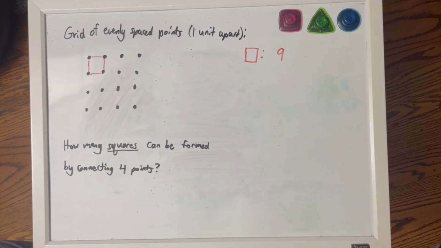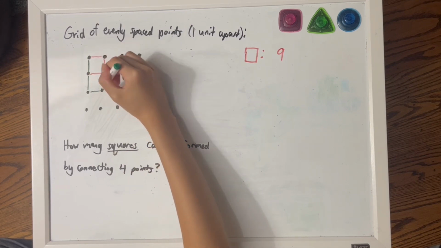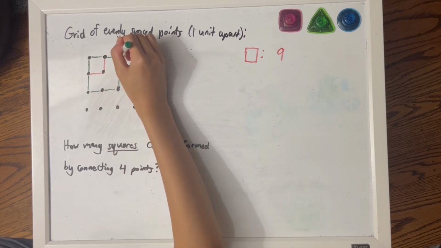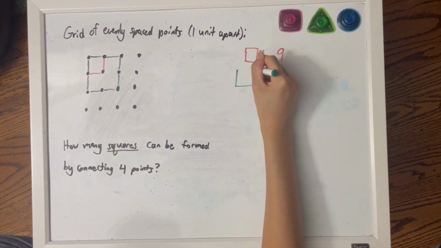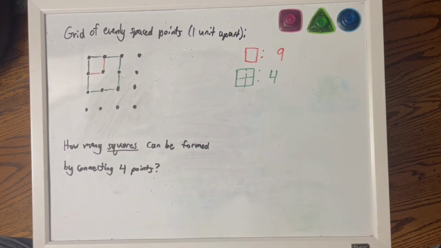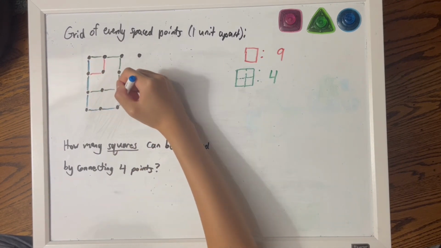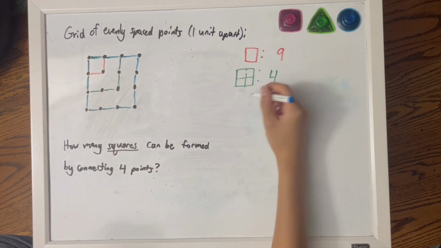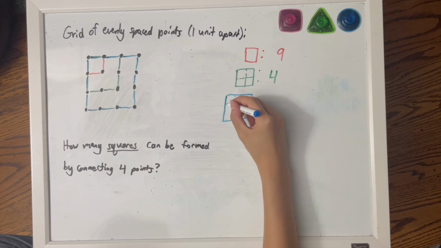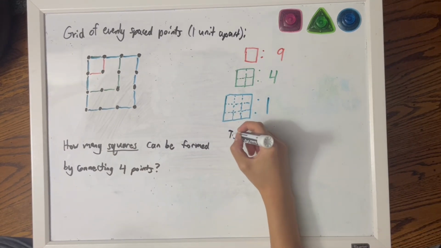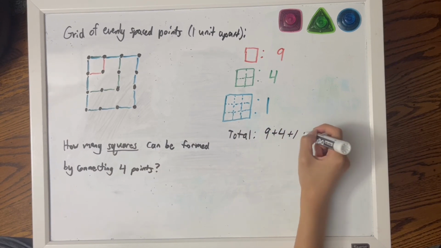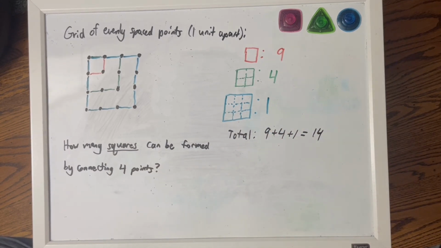And next, we have the squares with side length 2, which we're doing in green. So these, again, we can just count by hand. And there will be 4 of these. Finally, we have our biggest square, the square with side length 3. And there's just 1 of that one. So this seems pretty easy. So we can add up the total and we get a total of 14 squares. But there's something we forgot.